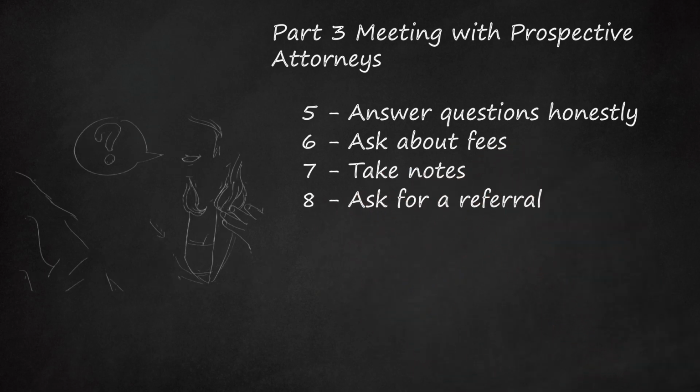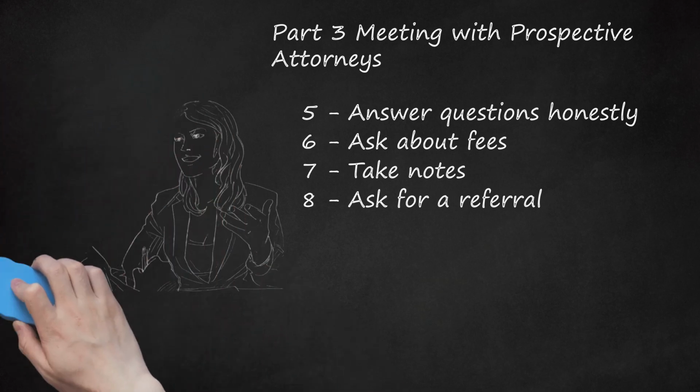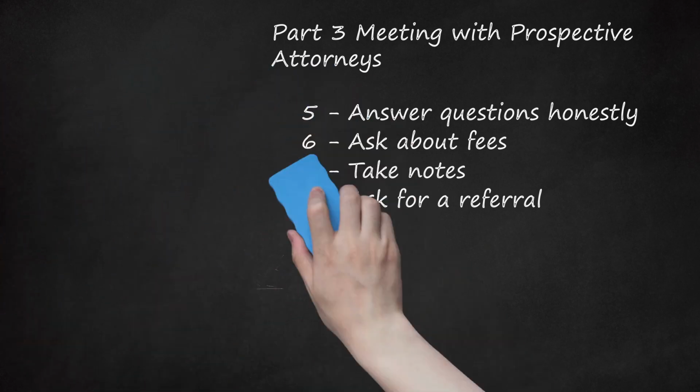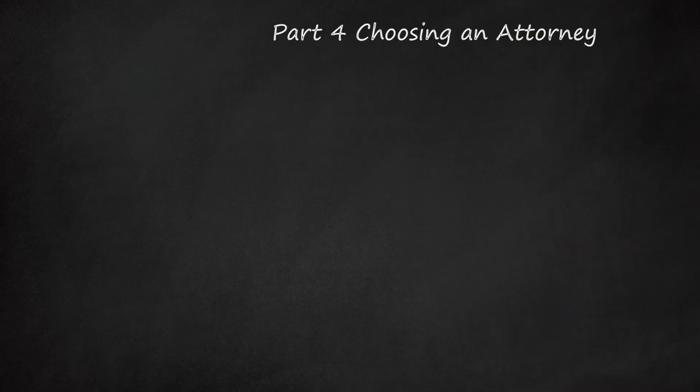You may discover during the consultation that the attorney cannot represent you. For example, the lawyer may have represented your spouse in another matter and therefore has a potential conflict of interest. Or the lawyer may realize that he doesn't have the expertise necessary to competently handle your matter. If this happens, then ask the attorney for a referral to another lawyer who might be qualified to handle the matter.